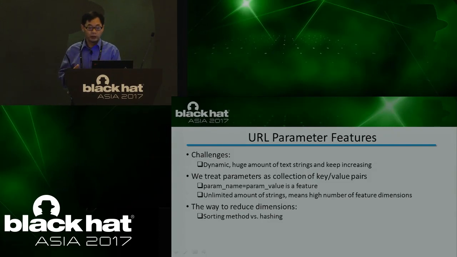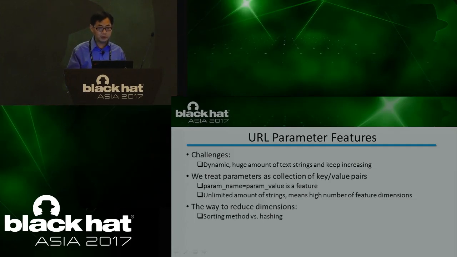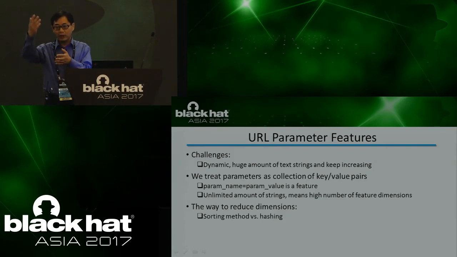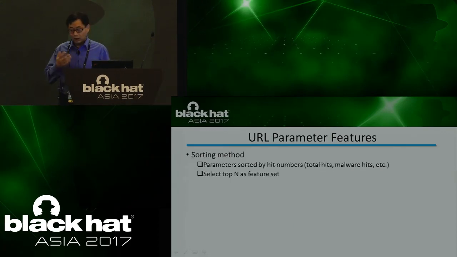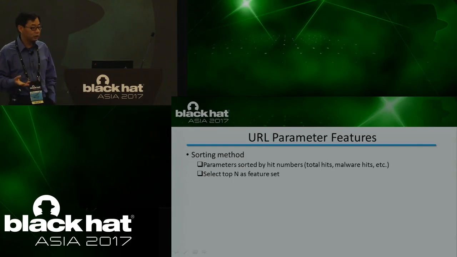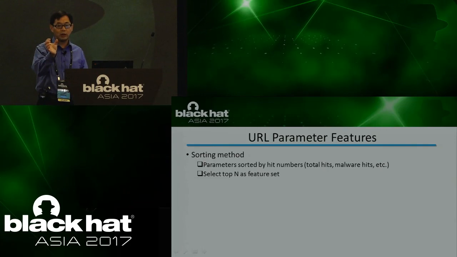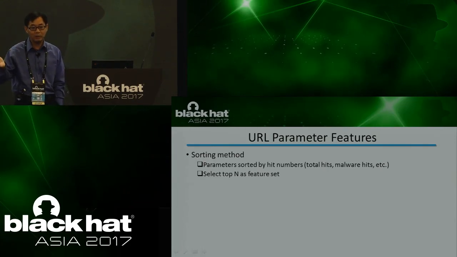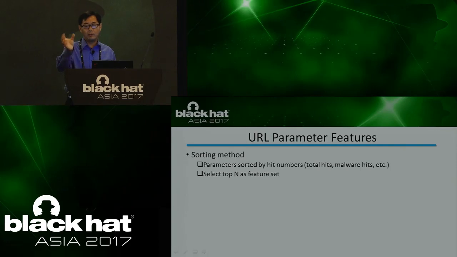In order to do effective machine learning, we need to figure out a way to reduce these dimensions. Otherwise, it becomes impossible. For example, if on the device you try to convert the text of a URL to features, and you look at all the features you collected, it's a computational disaster. Okay, the first method we naturally thought of is the sorting method. Basically, we just count the hit numbers. So this parameter we saw like 10,000 times, and another one 5,000 times. We sort them and pick the top 10. With sorting, we can choose, say, how many malware samples actually use these parameters. Okay, what's the problem with this sorting method?